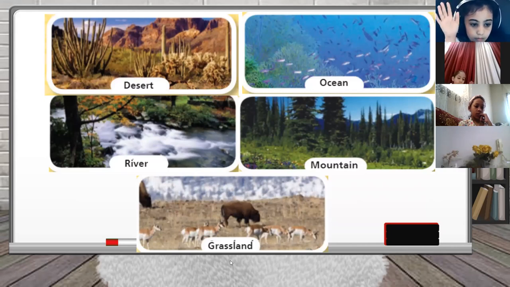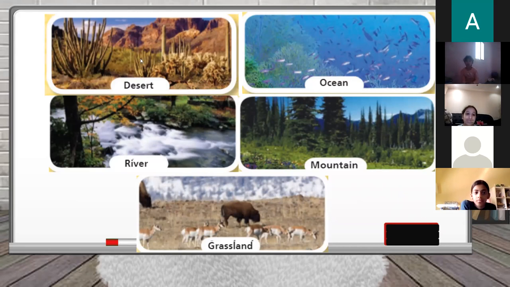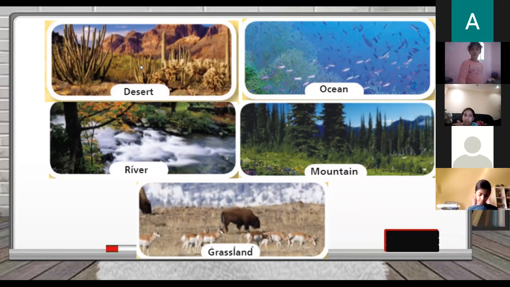Who can talk to me about the grassland ecosystem? Who lives there? I need to see you guys. Tell me, who lives there? Yes. Who lives there in the grassland ecosystem? The mountain? Habibi, grassland ecosystem. Grassland means that you will find only grass on a land. Who lives over there? Who needs the grass to live?